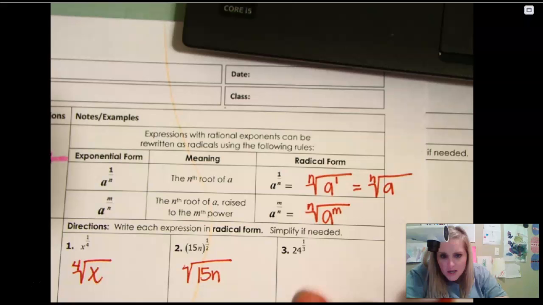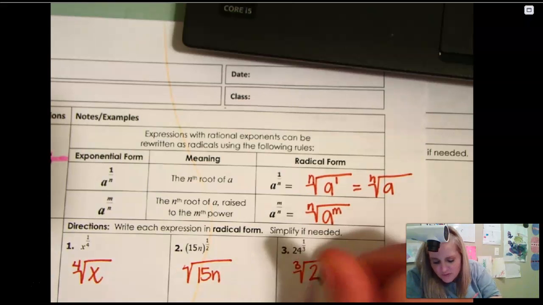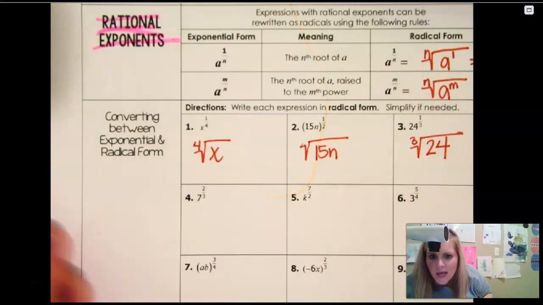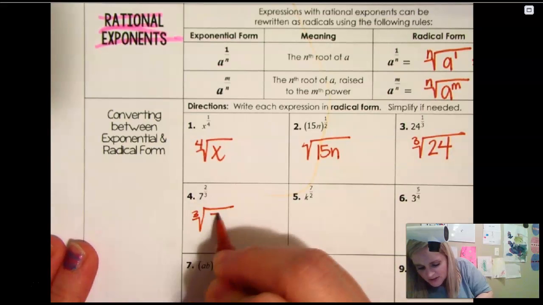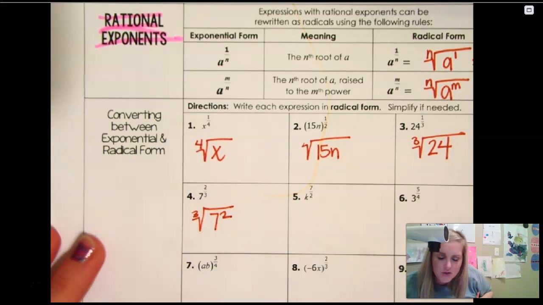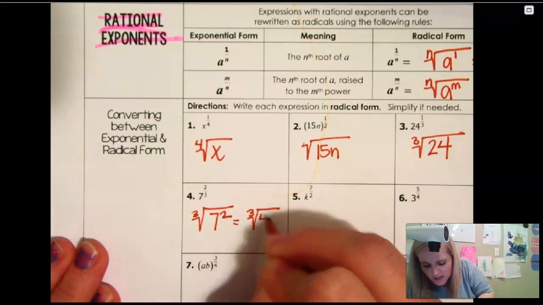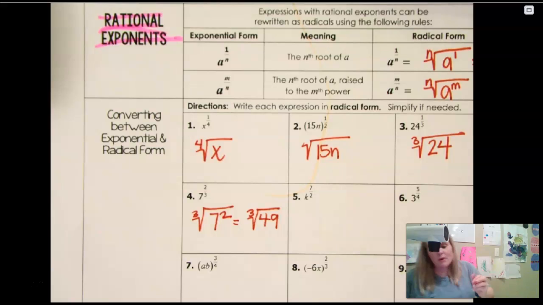Okay, over here, your index is going to be 3, 24 to the first power. Second row. Okay, 7 is my base, 3 is my index, and it is raised to the second power. So I'm going to go ahead and simplify that. That would be the cube root of 49. Now, if you can, you're going to continue to simplify. This one is not going to be able to, so I'm done with this one.